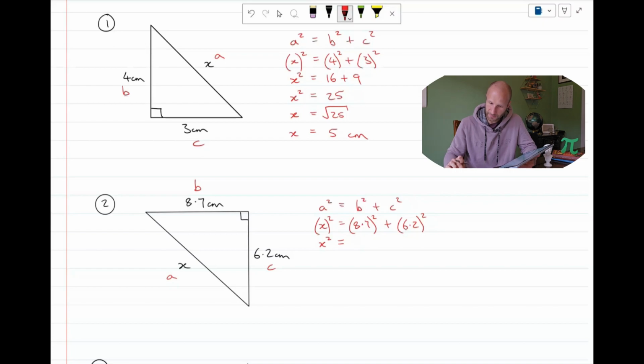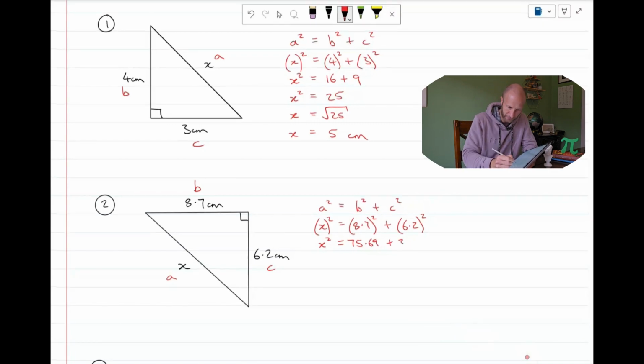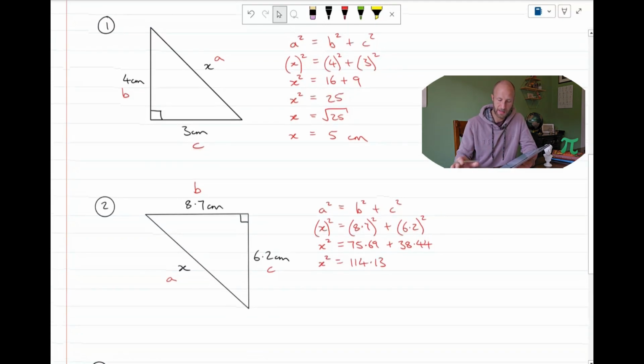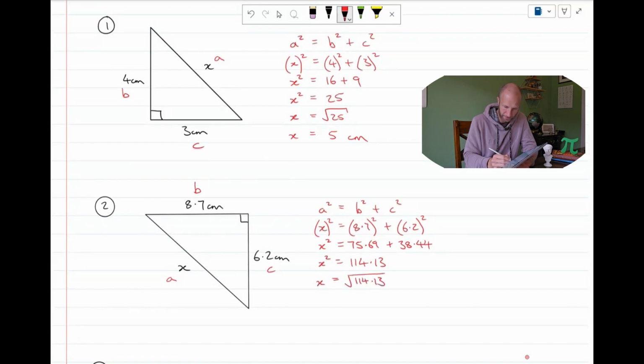8.7, we can get our calculators out and put 8.7 squared in, which gives us 75.69. 6.2 squared, we can put in our calculator as well, 38.44. And then we can add those two things together. So 75.69 plus 38.44 to give us 114.13. So notice the numbers are a little bit more difficult here, but we can just use our calculator. It's the principle of Pythagoras that stays the same. We still label a triangle the same way. It still works out in the same way. And then to get rid of our square, we square root both sides, keeping it nice and neat.